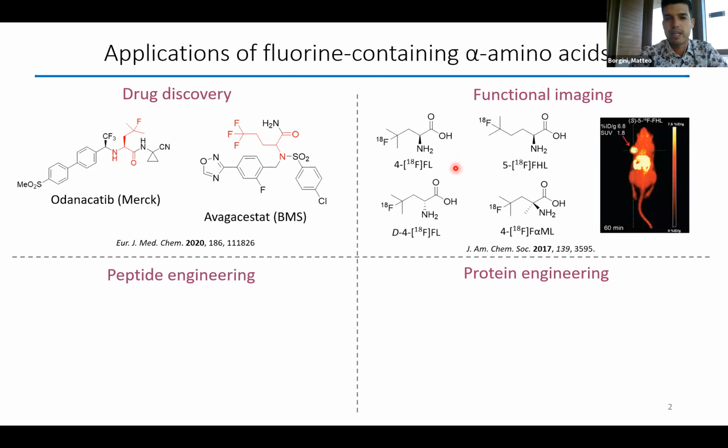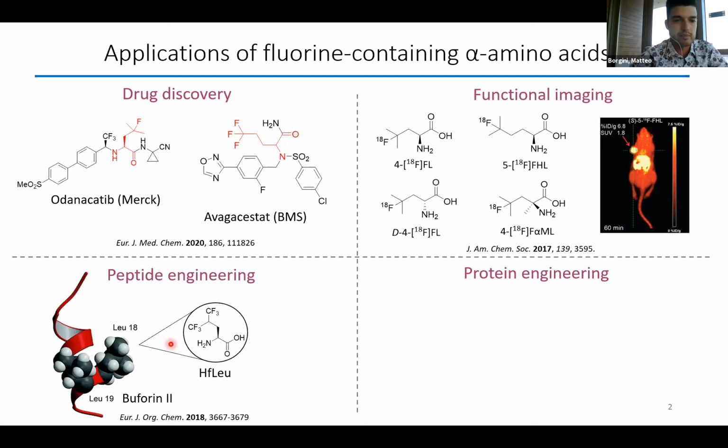They also find application in functional imaging. Here we have some fluorine-18 labeled alpha amino acids synthesized in 60 minutes, thanks to photoredox catalysis. They have been used to visualize tumor masses thanks to positron emission tomography. This is possible because tumor cells have higher amino acid uptake.